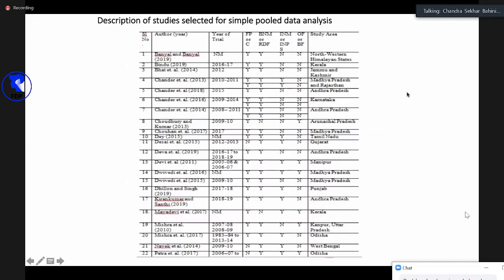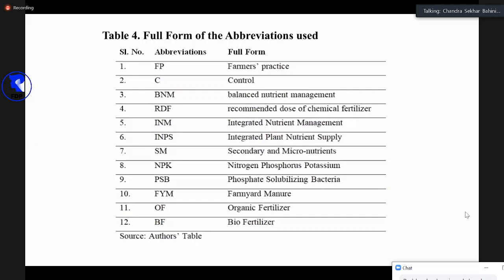See, what I've done here, by looking at the literature, we see, okay, what kind of interventions are available. So there are different kinds of interventions, okay. One is the control group, that is, no intervention. Okay, another is farmer's practice. So what farmers are basically doing? No suggestion from the agricultural extension. Then there's extension like balanced nutrient management, recommended dose of chemical fertilizer, integrated nutrient management, or integrated plant nutrient supply, or secondary and micronutrients. So different kinds of interventions are there. So we have categorized them.